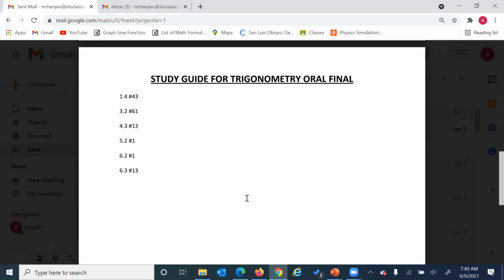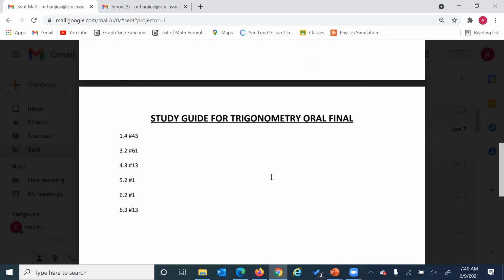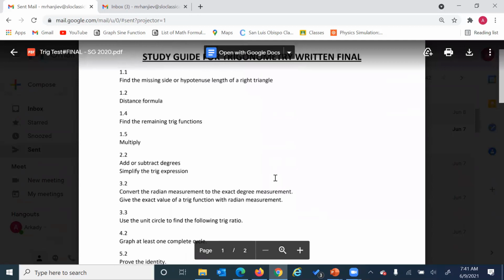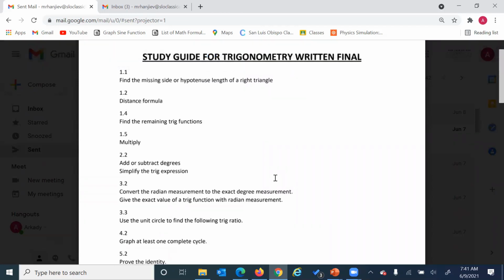Is the final going to be for both semesters, like cover all of the material? I believe it will. Yeah, it's the whole final. So it goes all the way back to 1.1.